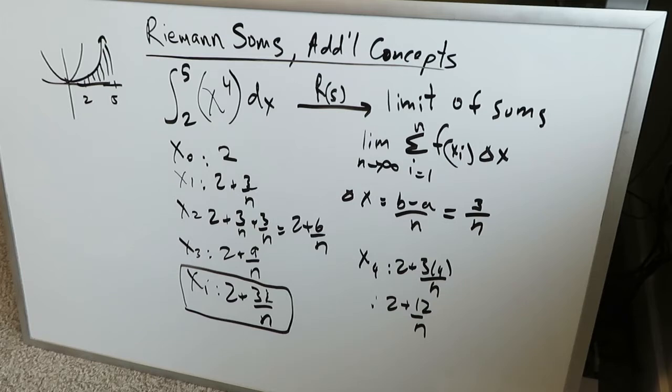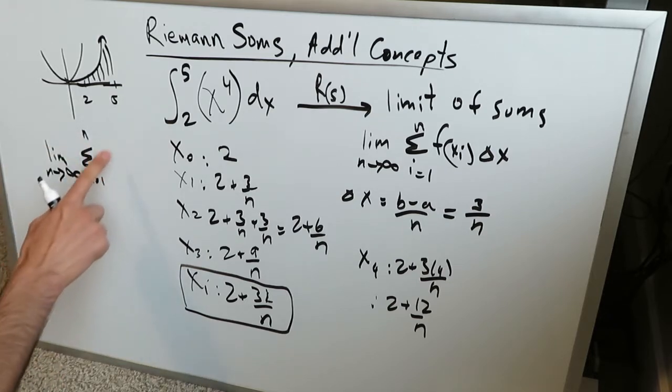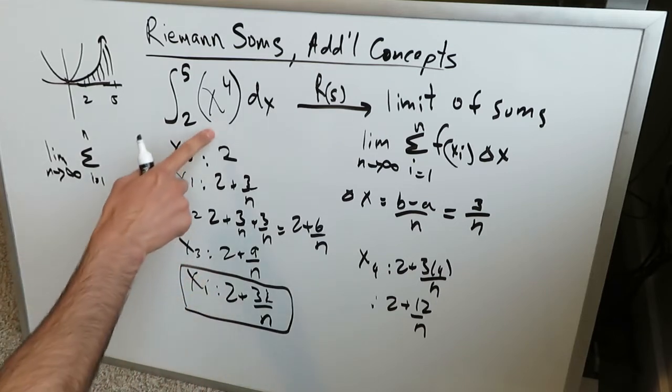This is how we're going to do it. It's going to be presented as a limit as n approaches infinity, the first to the last n. Now, due to space limitation, I'm going to write the rest over here. What's our function over here? It's x to the 4.